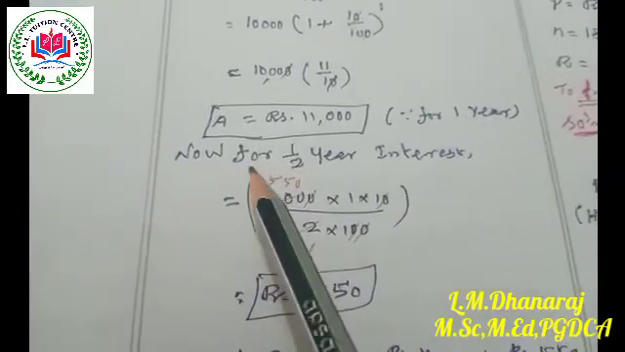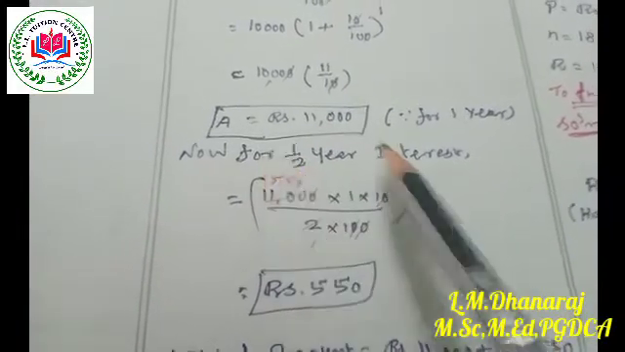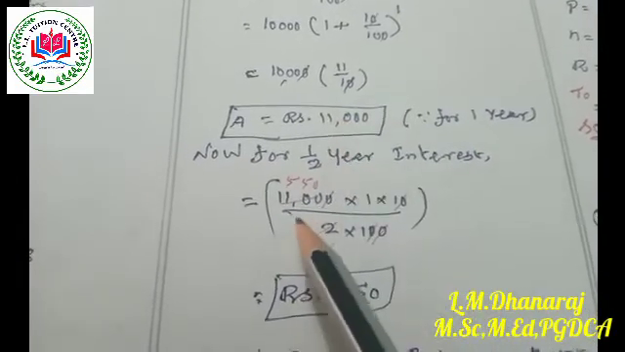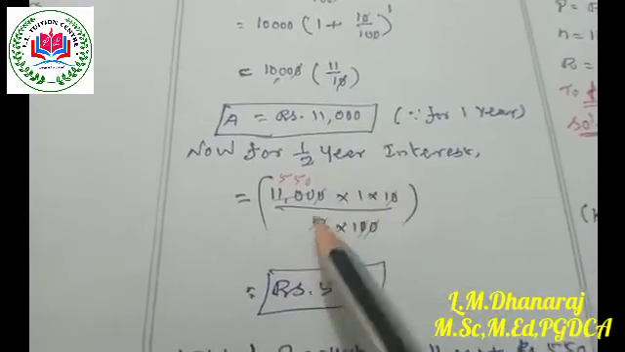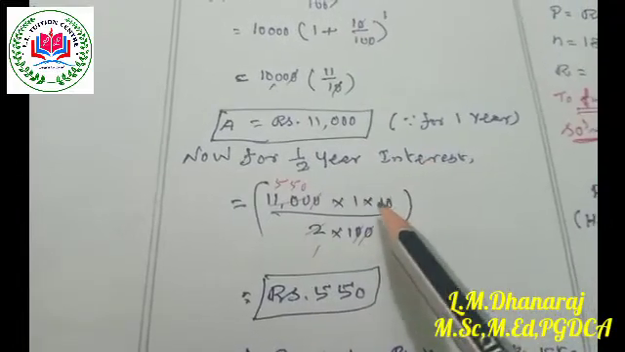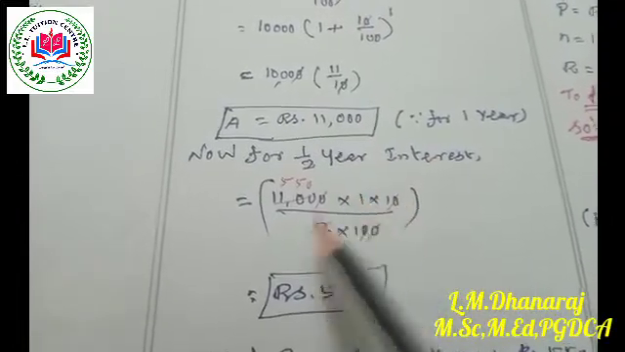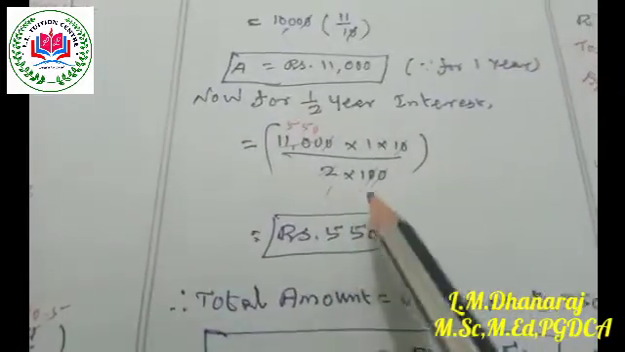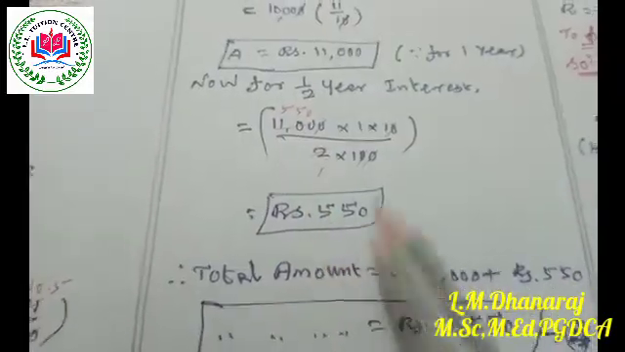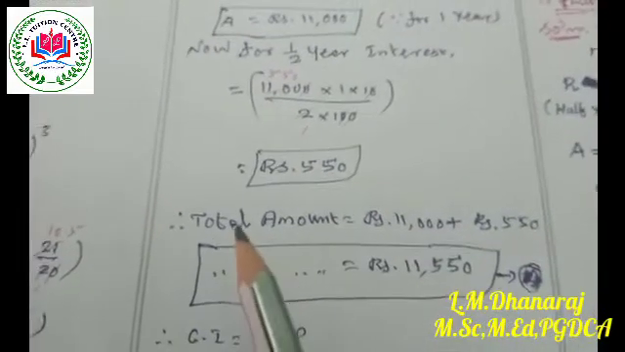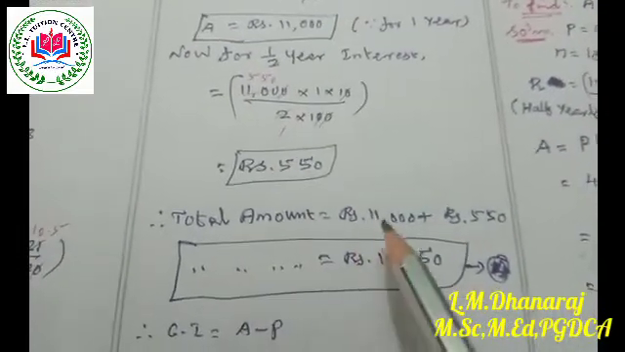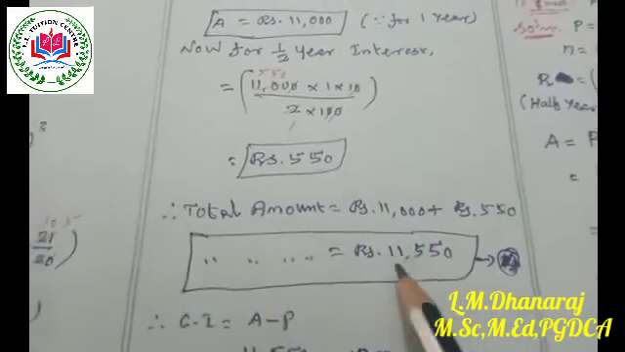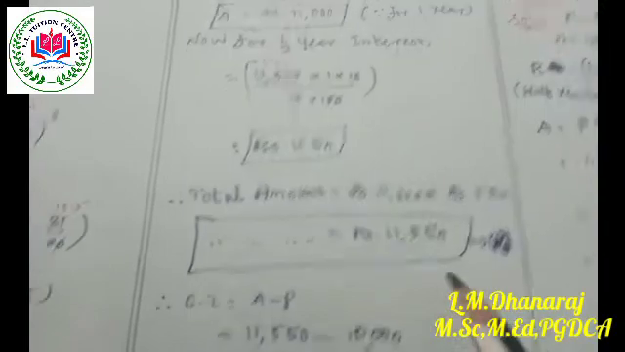Next, we have to find the interest for half year. Half year formula PNR by 100. Principal amount is 11,000. Rate of interest 10 by 100, and n is equal to 1 by 2. Okay. So by cancellation you will be getting 550 rupees. Total amount for 1.5 years: 11,000 plus 550 added, that is 11,550.